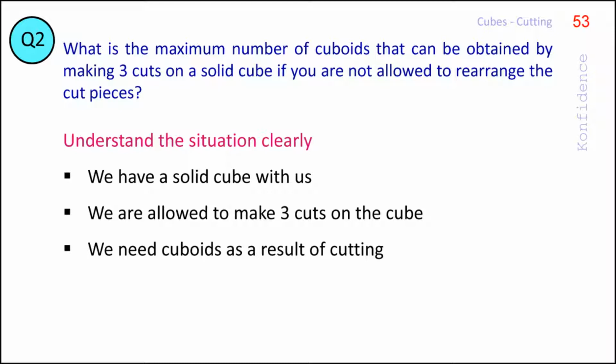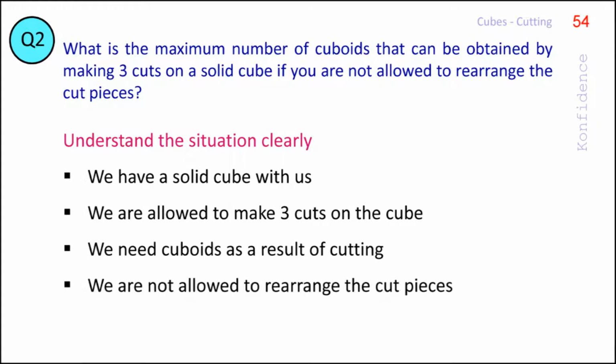We saw earlier that a cuboid or a rectangular prism is a 3-dimensional object with all the faces either as rectangles or squares or a combination of these. The adjacent faces of a cuboid are mutually perpendicular. Opposite faces are parallel and equal. We are not allowed to rearrange the cut pieces. That is, during the cutting process, we should not move, remove, or stack the individual pieces.